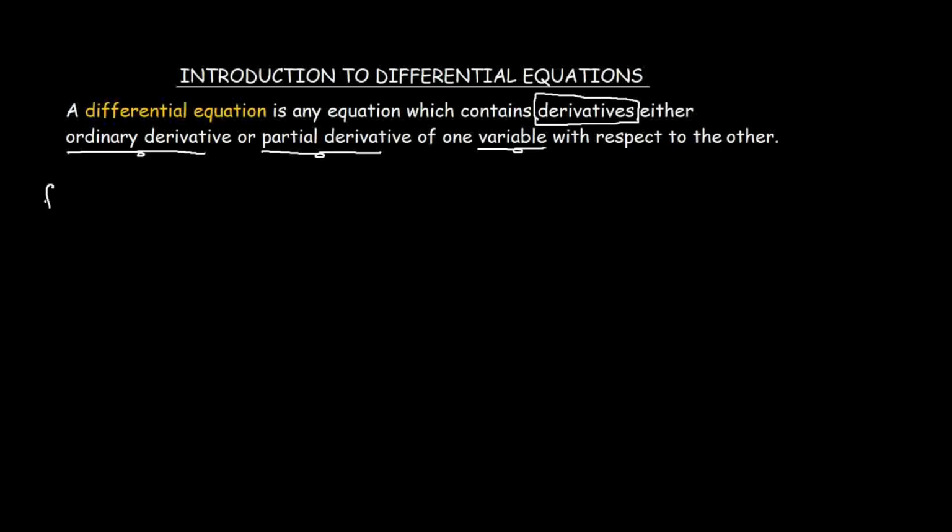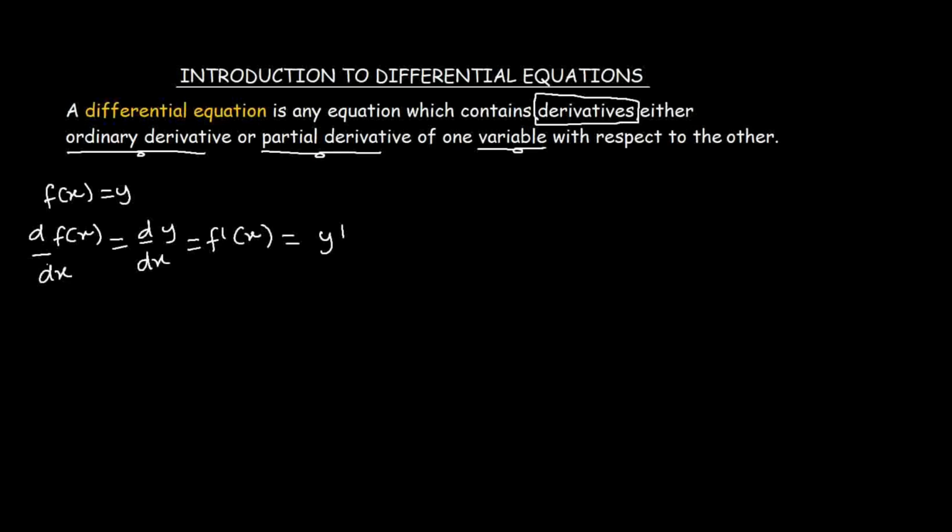So let's have a function f of x which is equal to y. The first derivative of this function will be df of x over dx. And this will be the same as dy over dx, and then this will be the same as f prime of x, and also the same as y prime. So all these expressions that are written here are different forms of the first derivative of the function f of x.